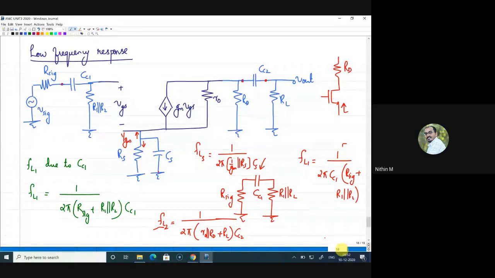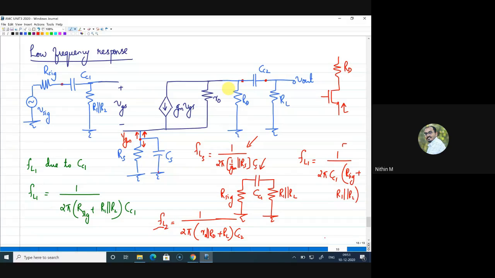So if R0 is infinite in a particular case, then will we include RD in the equation or not, sir? No, RD will not come in the equation. How is RD coming in the equation at all? You are asking about FLS, right? Yes, sir. FLS is this point. So look, the impedance seen from here will anyway be 1 by GM. But if you want to go for the accurate value depending on the resistance value of RD, still you can write, but that will be again close to 1 by GM only. Okay, so this is the low frequency response.